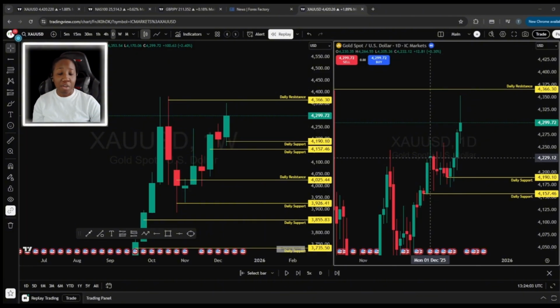Also, we had a very, very heavy news week, like super heavy news week last week. So depending on where price was on the day of the news, I was looking for the daily candle to play into my buyer's bias after the news.